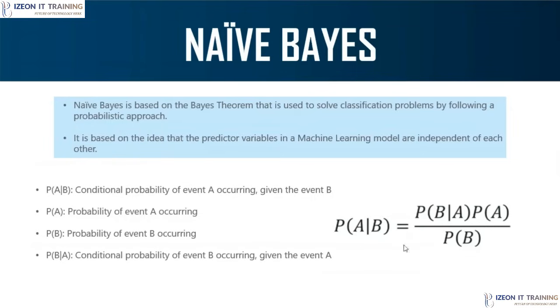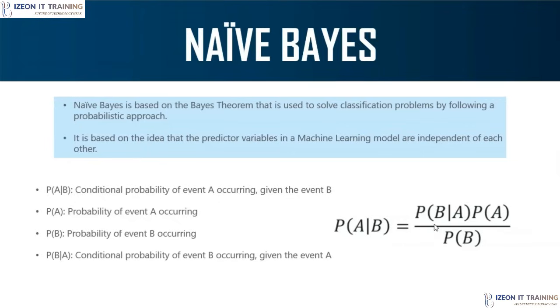Now let's understand the math behind the naive Bayes algorithm. Like I mentioned, the principle behind naive Bayes is the Bayes theorem, which is also known as the Bayes rule. The Bayes theorem is used to calculate the conditional probability, which is nothing but the probability of an event occurring based on information about the events in the past, right? This is the mathematical equation for the Bayes theorem.